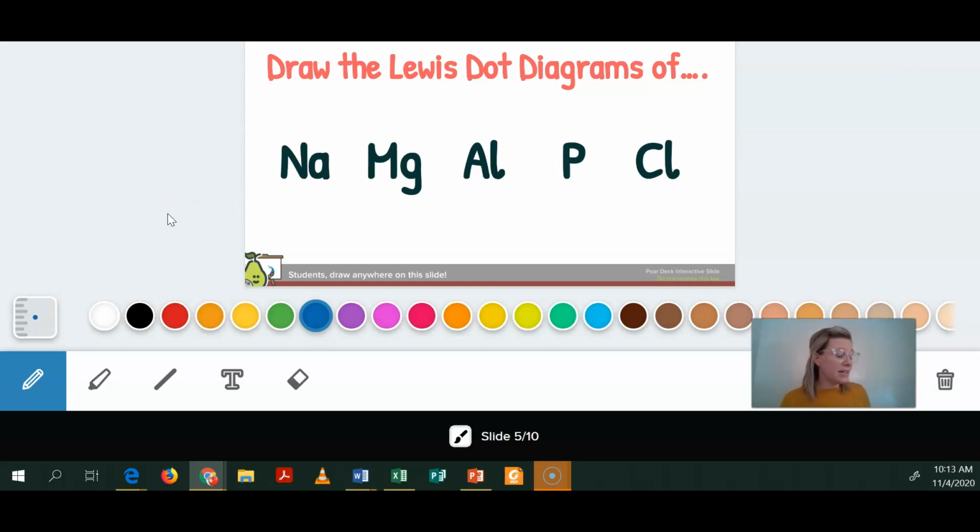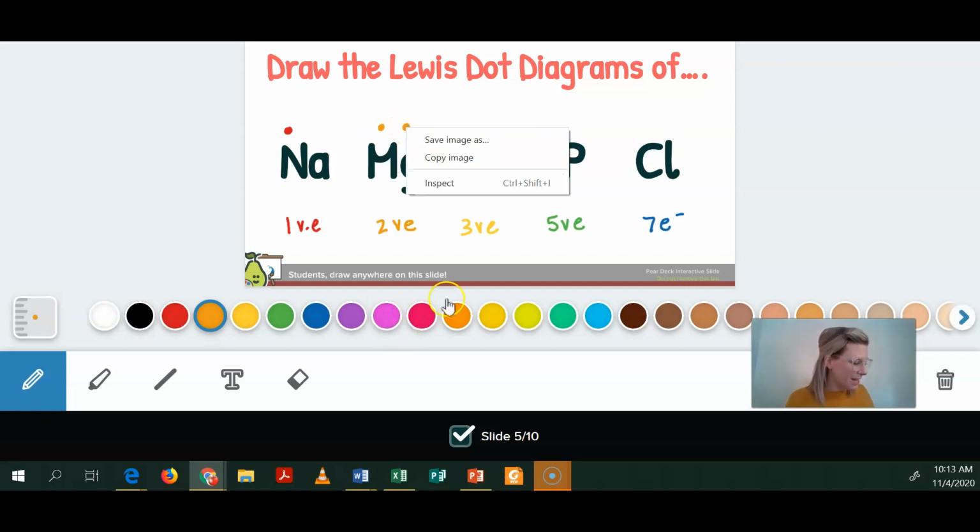Now, hopefully you've paused, and we're going to go over the answers. So again, I think it helps to think about the number of valence electrons that each one has ahead of time. Sodium has 1 valence electron. Magnesium has 2 valence electrons. Aluminum has 3 valence electrons. Phosphorus has 5 valence electrons. And chlorine has 7 valence electrons. So for sodium, we are going to have just the 1 valence electron up top. Magnesium, we're going to have 2 valence electrons up top.